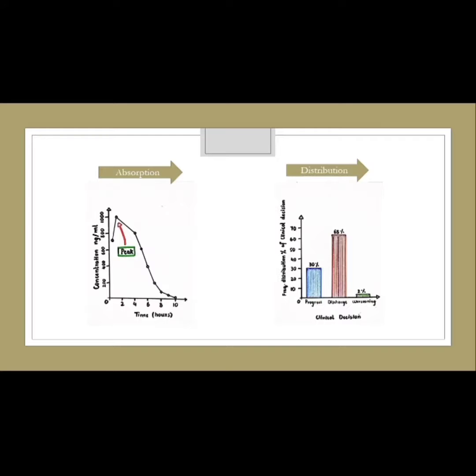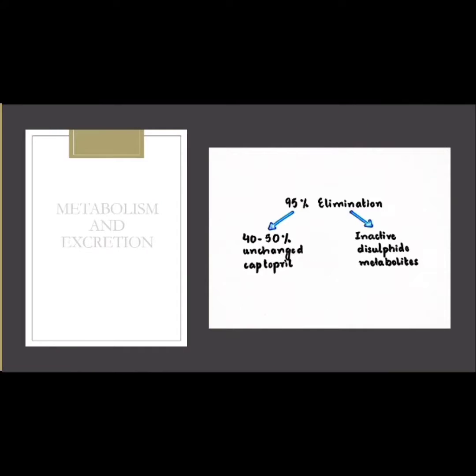The peak plasma concentration of Captopril is at 1 hour, as I have attached the graph here as well. Next is distribution. Captopril is distributed to most of the tissues except the CNS. The bar chart here shows the progress, discharge, and worsening of Captopril. Lastly, metabolism and elimination or excretion. Captopril is actually metabolized in the liver, but it is eliminated through urine.